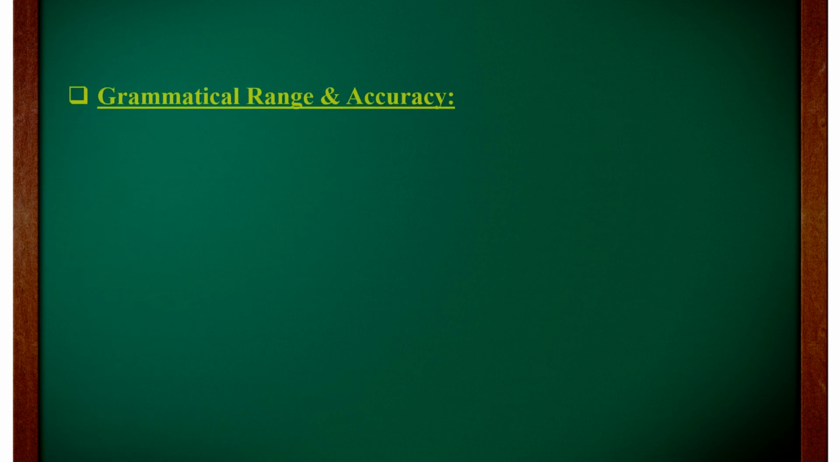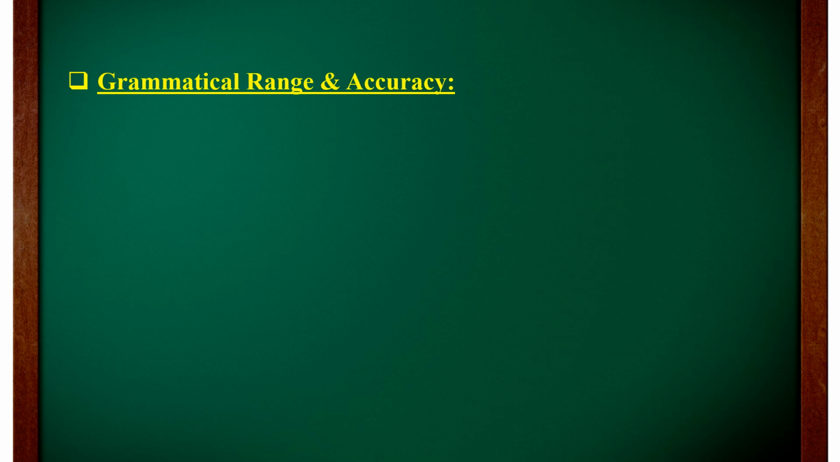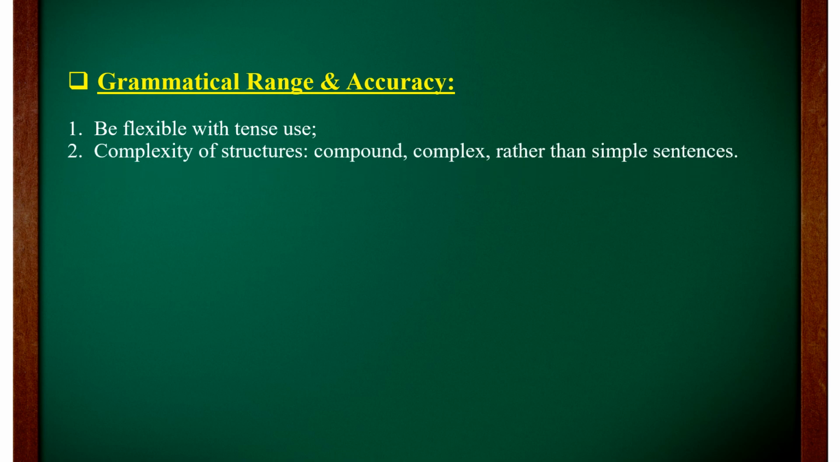Fourth, grammatical range and accuracy. 1. Be flexible with tense use. Here I try to vary tense, such as present simple, present perfect, and future simple. 2. Maximize the complexity of sentence structure, such as compound and complex sentences, rather than merely simple sentences.